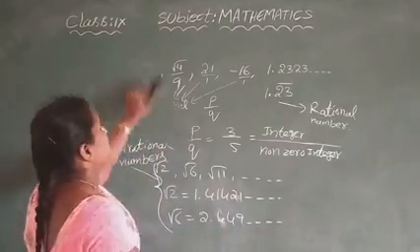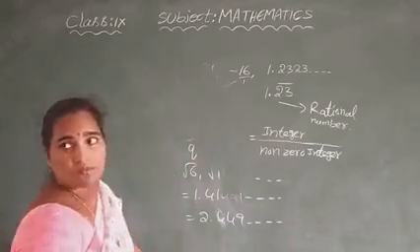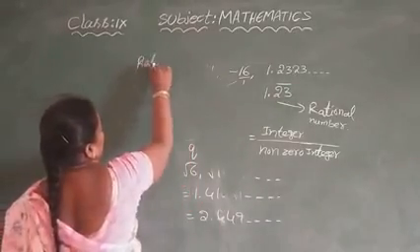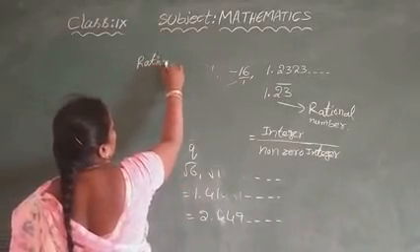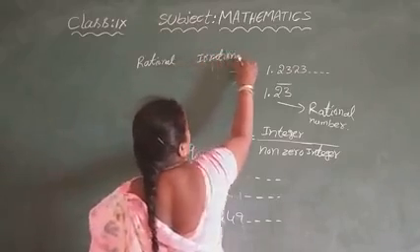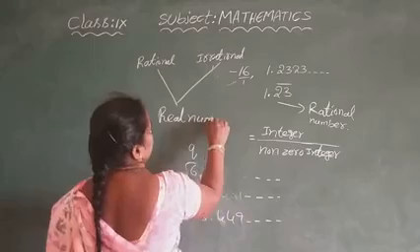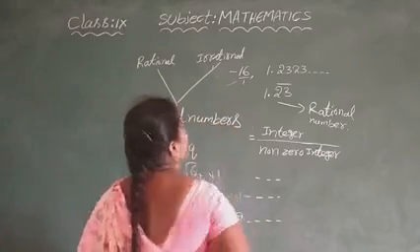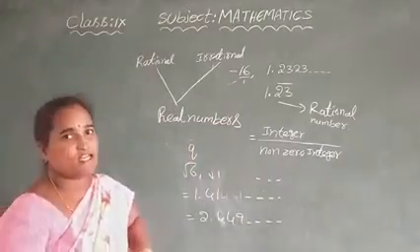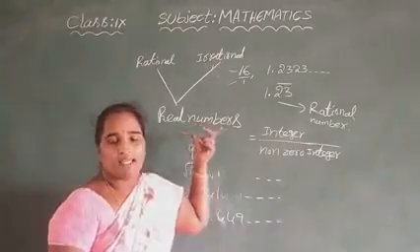This topic also we discussed before class. So rational and irrational, both are in real numbers. The union of rational and irrational numbers is called real numbers.